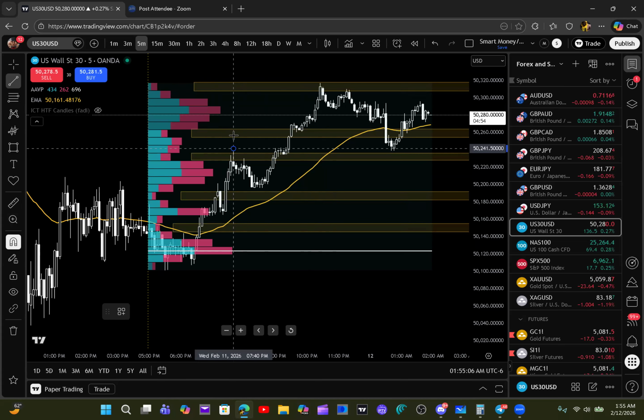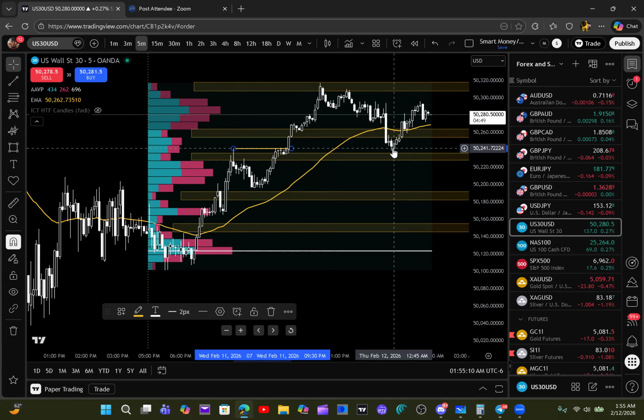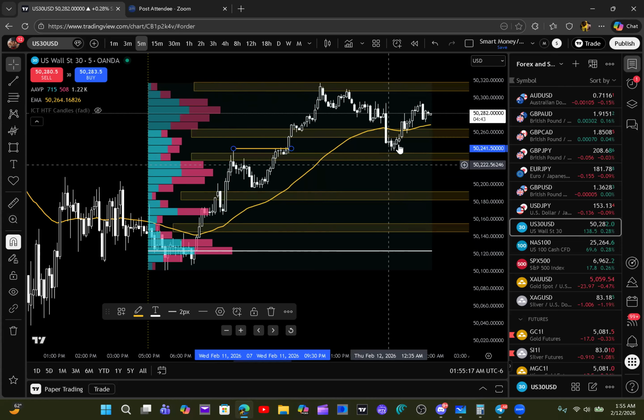This is US 30. And it came down into fair value right here. Came through here. Almost to this low.